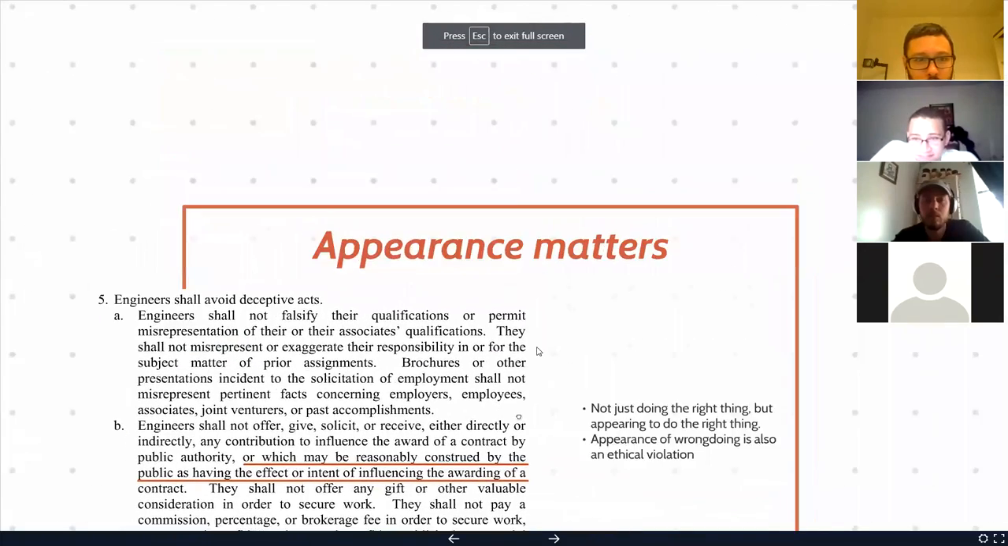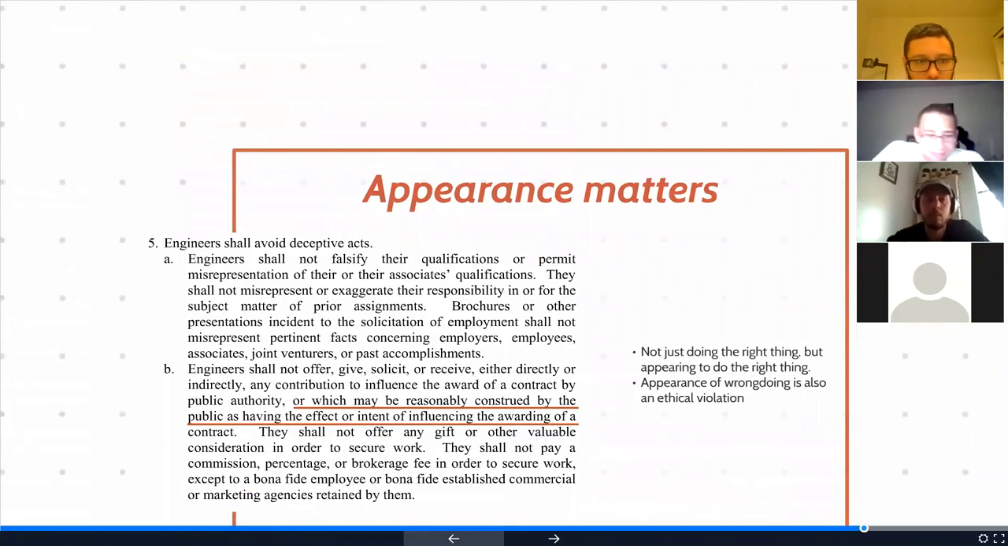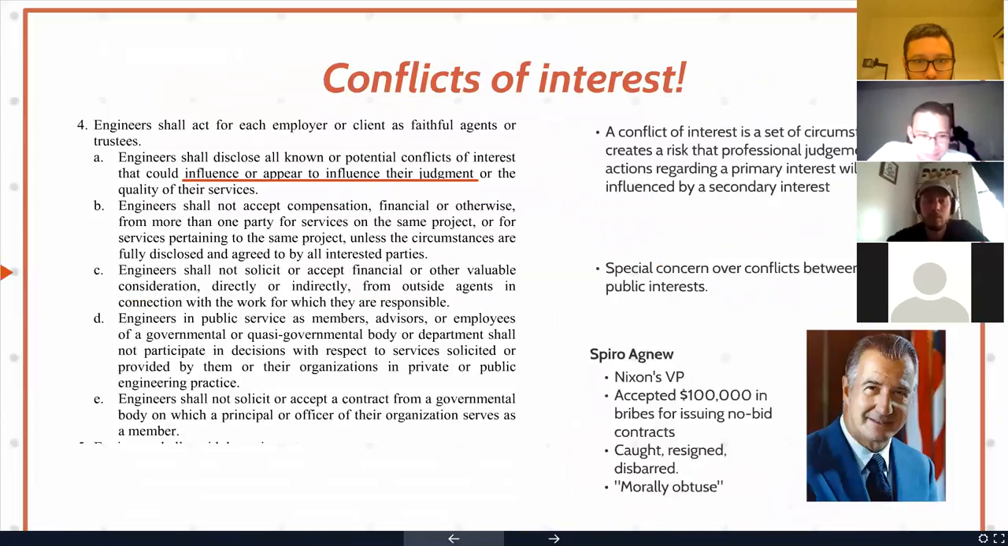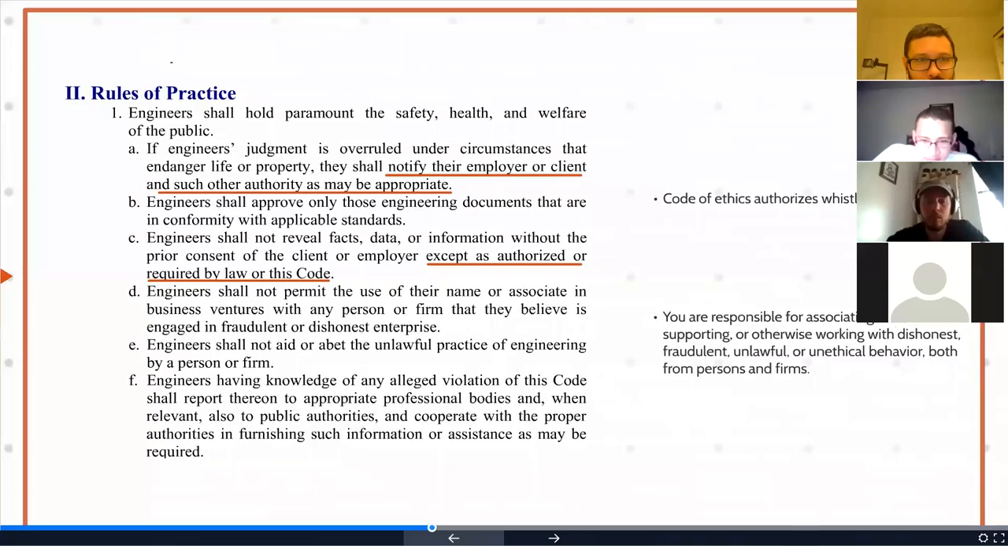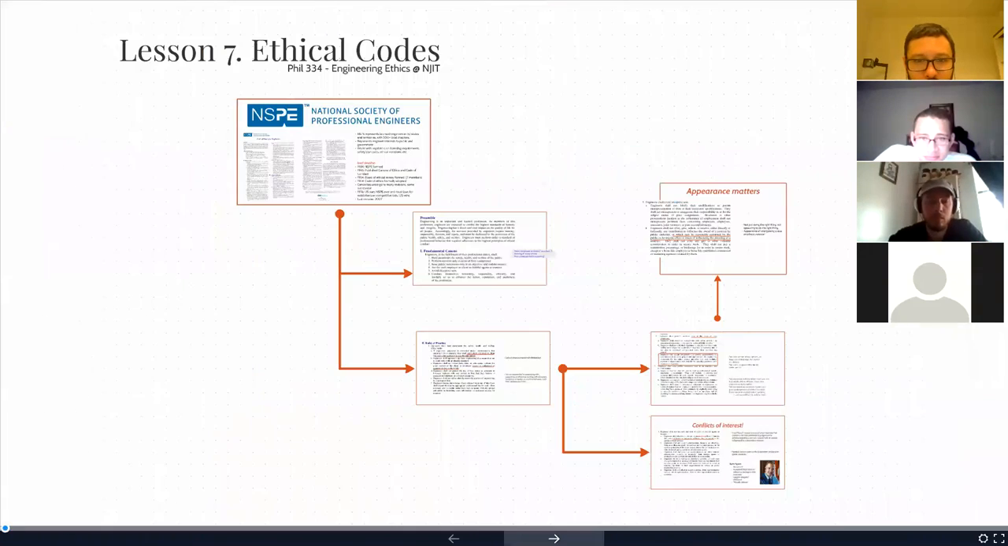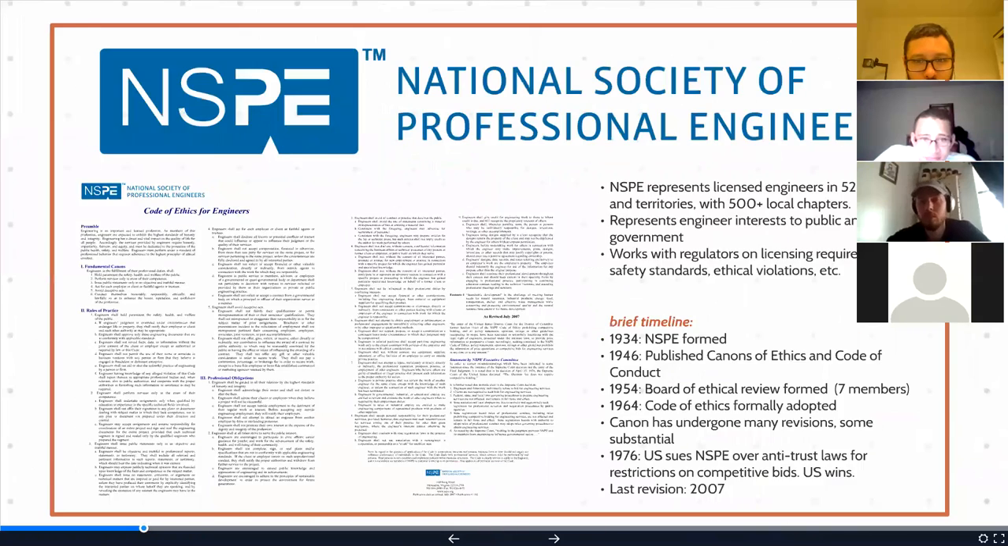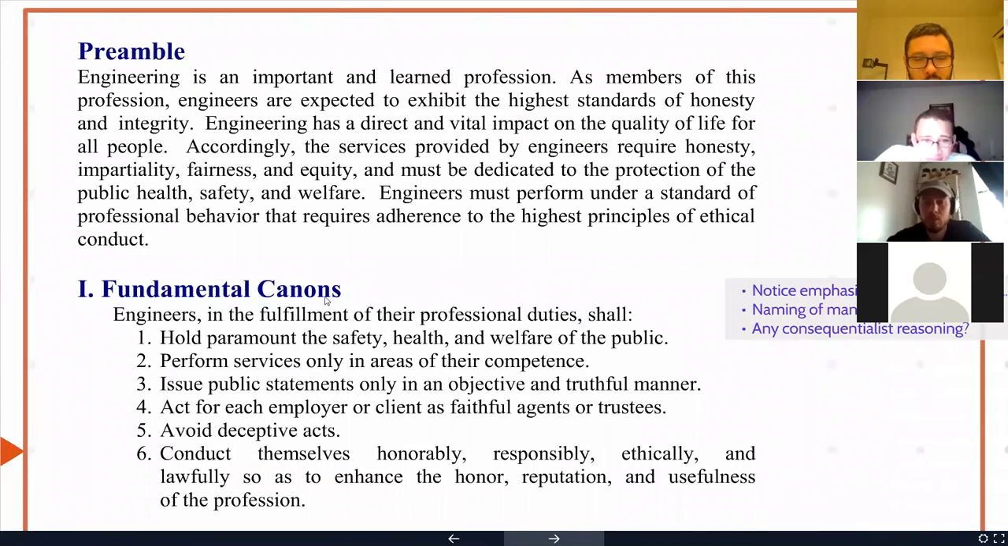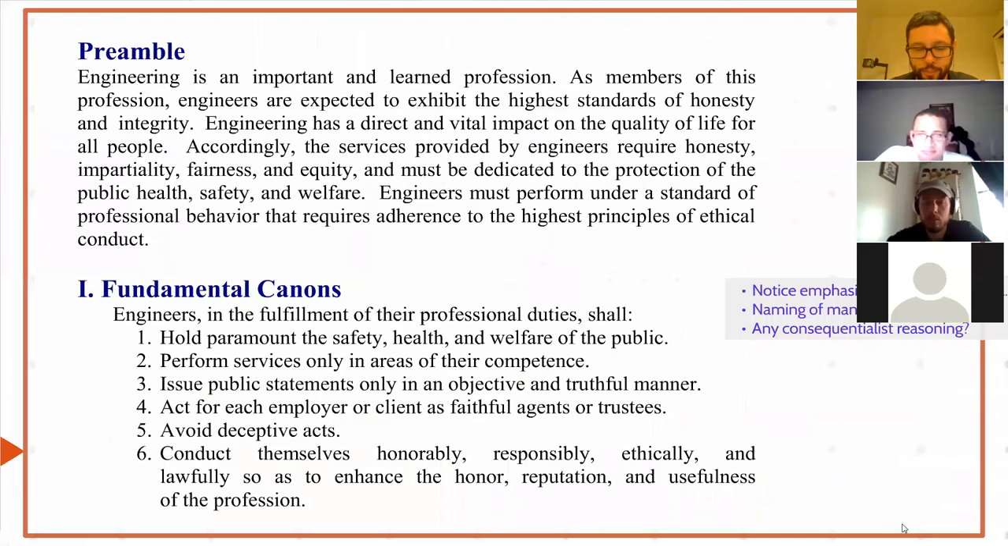The word for the week is canon. Let me go back to the fundamental canons. Yeah, so fundamental canons. Canon will be the secret word for today. I'll go ahead and put that on the presentation so that it's very clear.